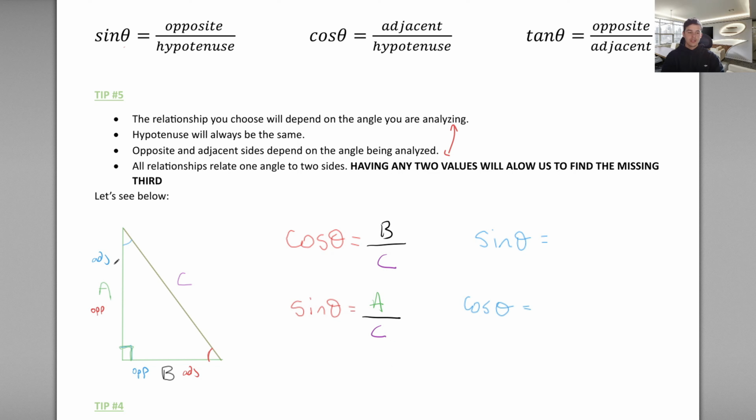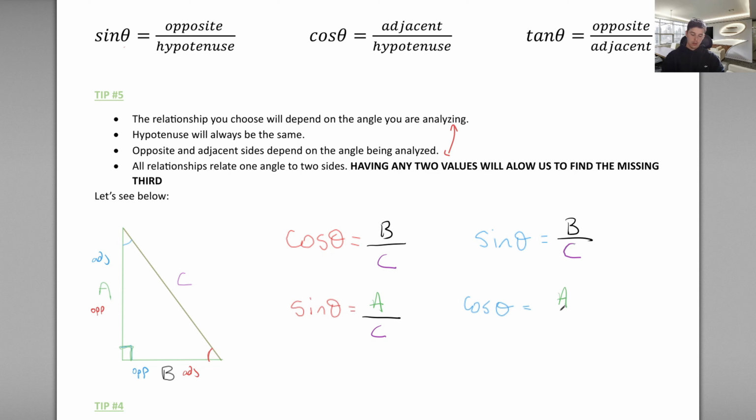All right. What's the sine of the blue angle? The sine of the blue angle is the opposite side over the hypotenuse. So it's B over C. All right. And the cosine of the blue angle is the adjacent over the hypotenuse. So what's the adjacent side of the blue angle? It's A.